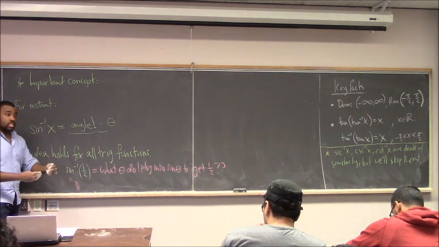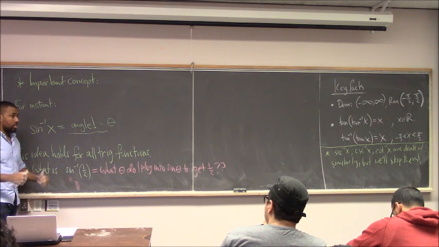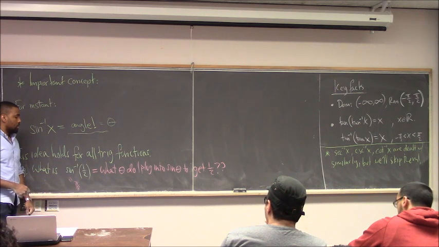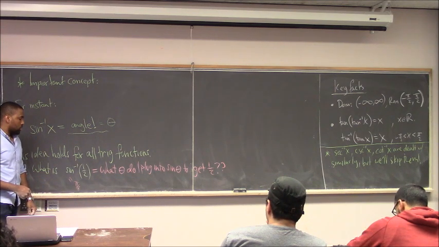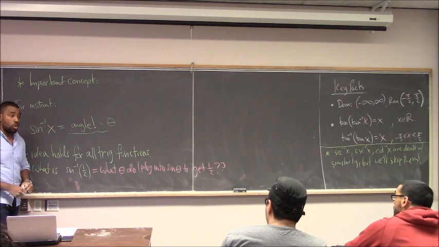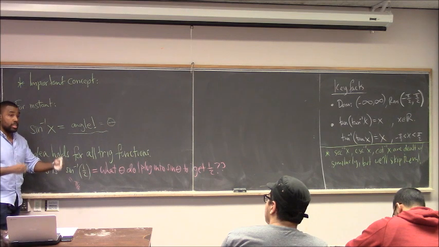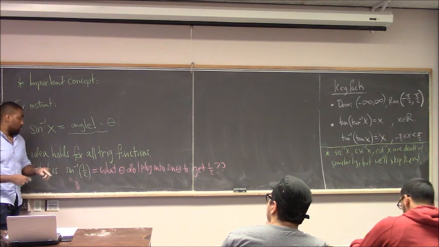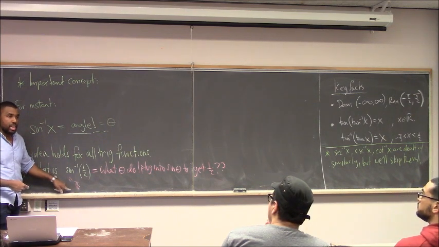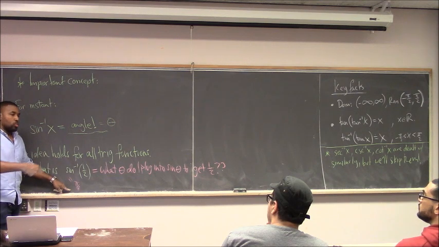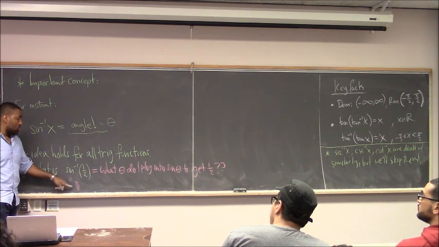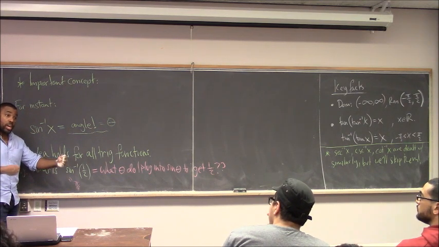Pi over 6 is in that window minus pi over 2 to pi over 2. So everything checks out. It turns out also that 5 pi over 6 would also work here, but not really, because 5 pi over 6 is outside the window minus pi over 2 to pi over 2. So pi over 6 specifically would be the answer. You wouldn't take all the reference angles. You take the reference angle that falls within the range.